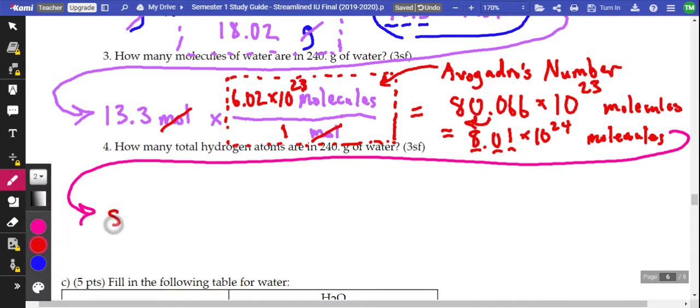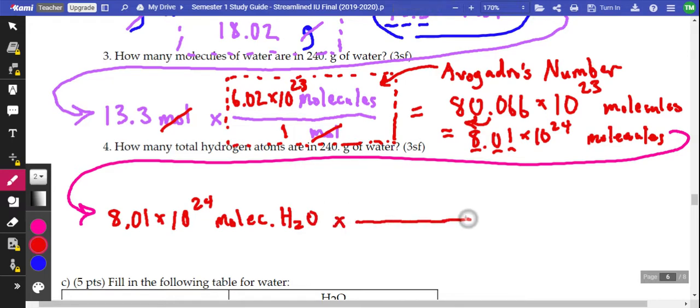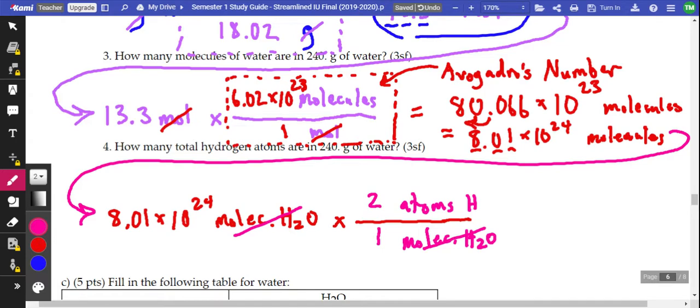Okay, so 8.01 times 10 to the 24th molecules H2O. I'm going to convert this, where this time I am getting rid of molecules of H2O. Instead, I want to know atoms of H, atoms of hydrogen. Well, molecules of H2O is going to cancel. Okay, and in 1 molecule of H2O, I have 2 atoms of hydrogen. So all I have to do is really multiply this by 2.